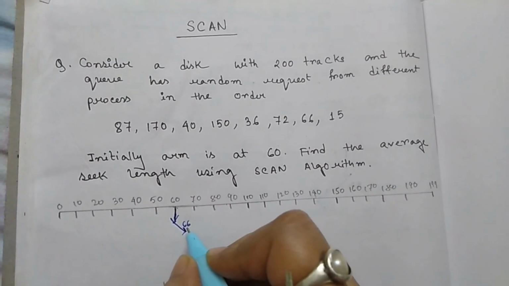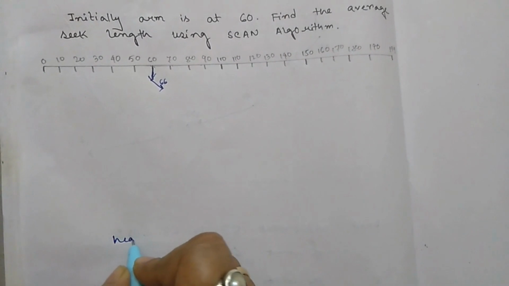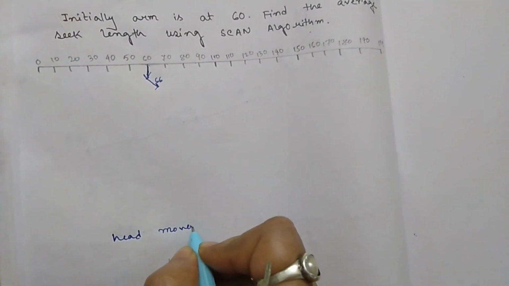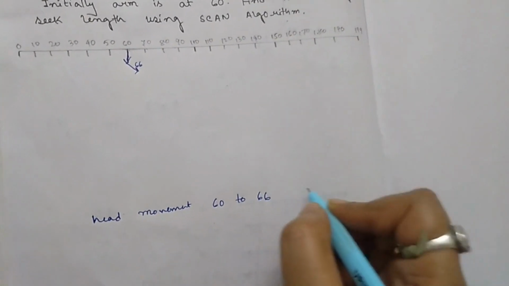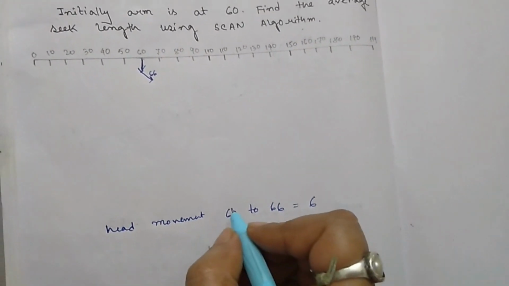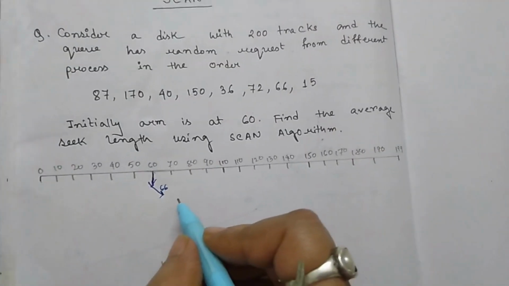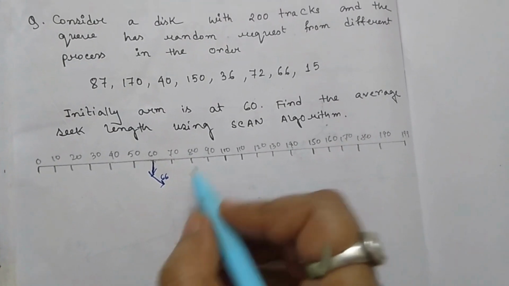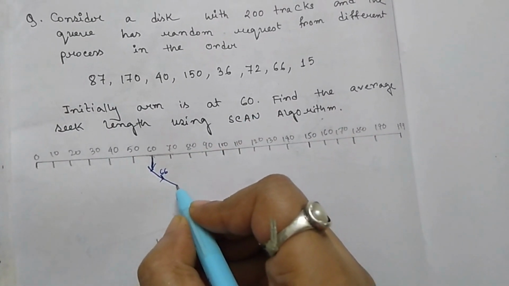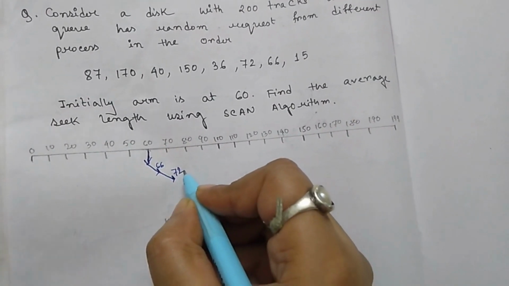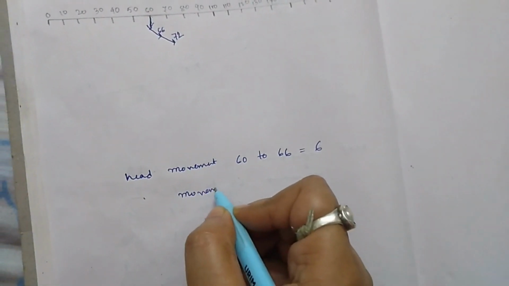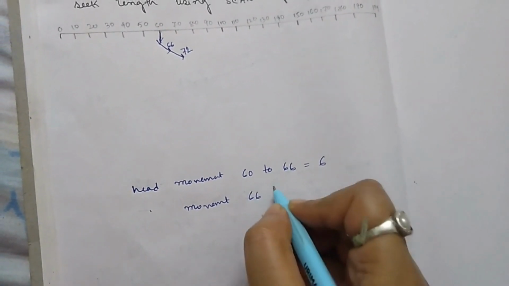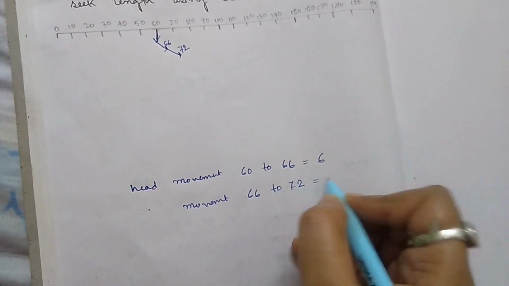This is the point of 66, and we find the head movement. The head movement is 60 to 66, and the gap is 6. Again we find the next nearest value of 66, which is 72. Here we draw the 72 point. The next movement, 66 to 72, again has a gap of 6.